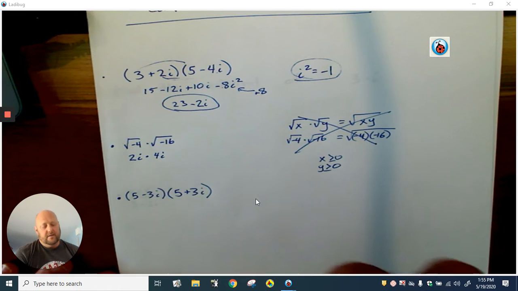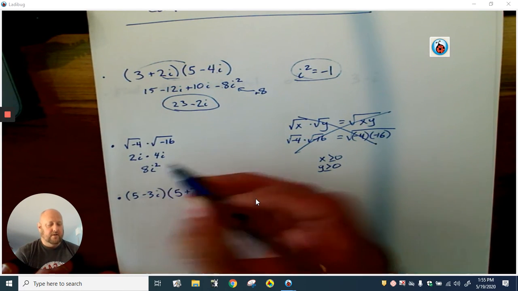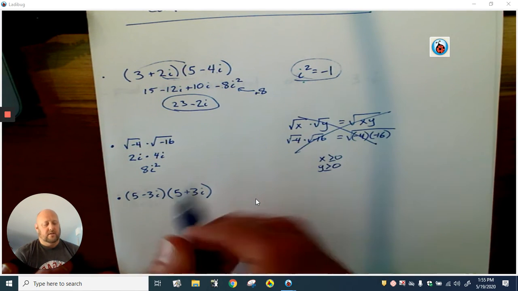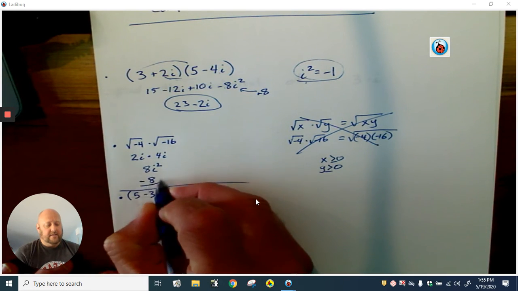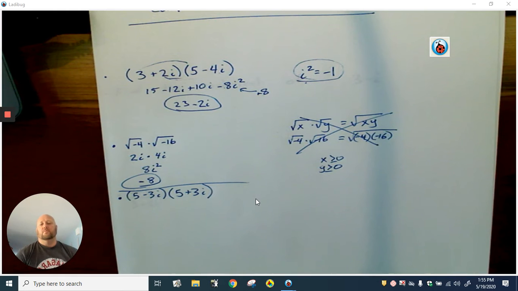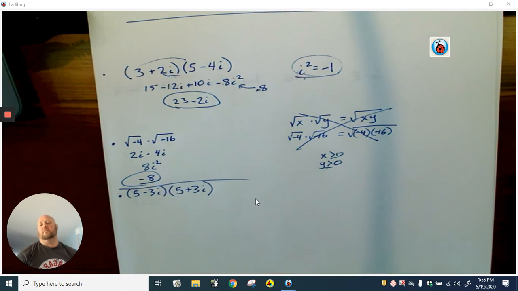Then we multiply. 2 times 4 is 8. i times i is i squared. And then again, we use that rule, i squared is equal to negative 1. So this would actually equal negative 8. Okay? So we can't actually use that rule. That rule does not apply for imaginary numbers like these. So you have to simplify them first, then multiply.